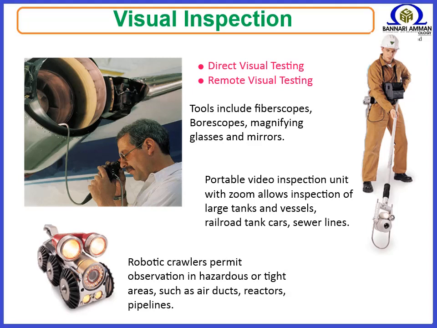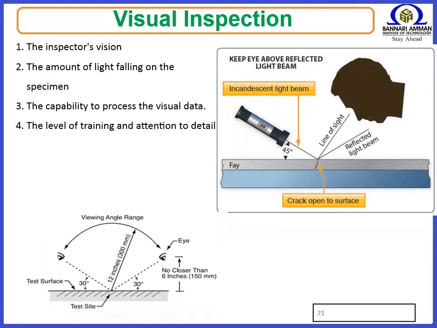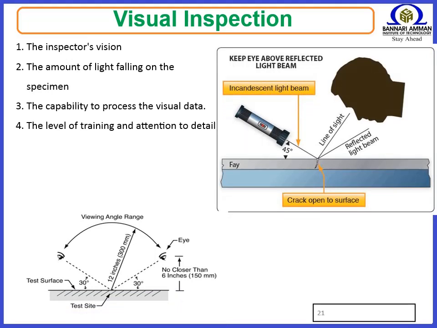Corrosion, misalignment of parts, physical damage, and cracks are just some of the discontinuities that may be detected by visual examinations. Types of visual testing: direct visual testing, remote visual testing. Tools include fiberscopes, borescopes, magnifying glasses, and mirrors. Portable video inspection unit with zoom allows inspection of large tanks and vessels, railroad tank cars, sewer lines. Visual inspection depends on the inspector's vision, the amount of light falling on the specimen, the capability to process the visual data, the level of training and attention to detail.